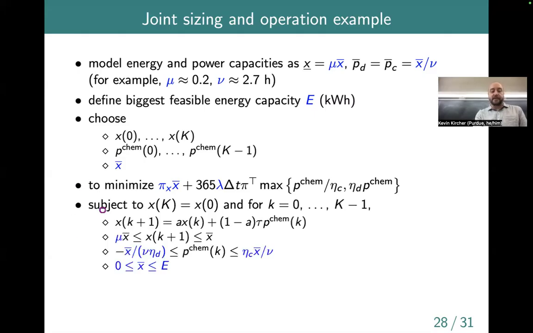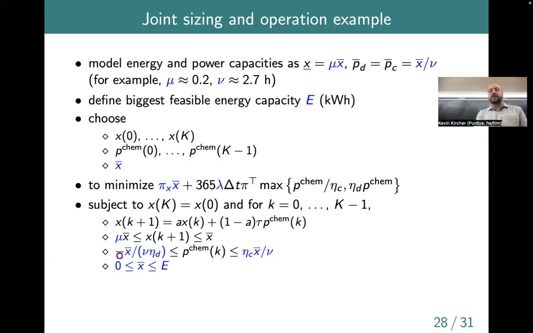And then we have our constraints, dynamics, and so on, energy constraints, power constraints. And here I'm just using these formulas to simplify the energy and the power constraints. So this says you can't go below, say, 20% energy. And this basically just maps the energy capacity, X max, into the power capacities. So this says you can't go below your discharging capacity or above your charging capacity.